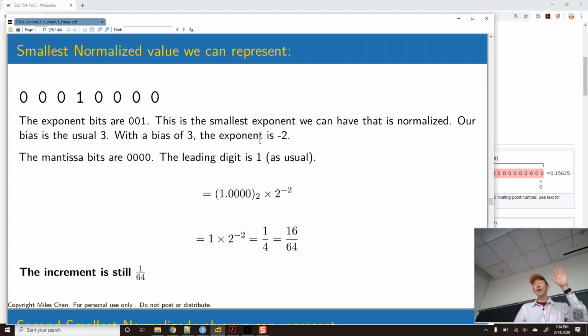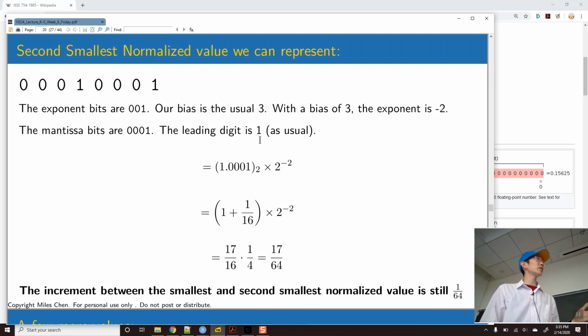If you have 5 bits, 2 to the 5 is 32, half of that is 16, and 1 less than 16 is 15. You would have a bias of 15 with 5 bits. With 3 bits, our bias is 3. With the exponent being 1, 1 minus 3 is negative 2. The mantissa bits are all 0, so we have 1 times 2 to the negative 2, which is 1/4. And 1/4 is equal to 16/64. The increment here is still 1/64.